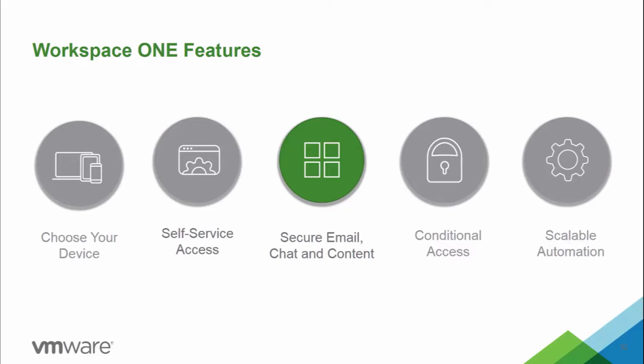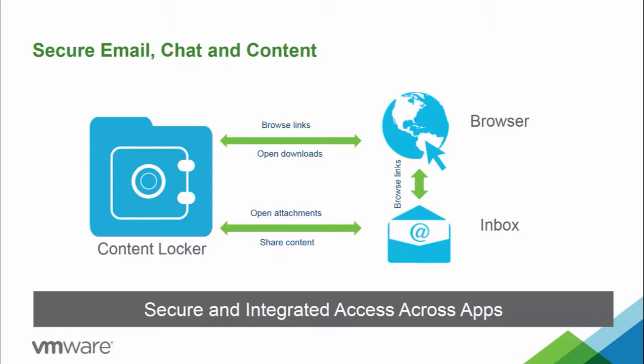So now let's discuss one of the feature sets specifically around secure email, chat, and other types of content sharing within your organization in regards to Workspace ONE. Integrating email, chat, and content is easier than ever with Workspace ONE. Users can securely access their company email. They can click on links within that email and connect to a web page that link is redirecting them to while remaining within a secure connection, as well as access shared content with coworkers without IT worrying about information being shared with unauthorized personnel.